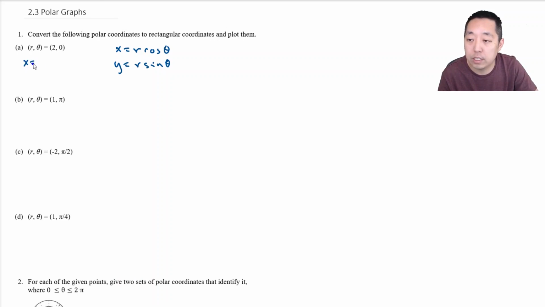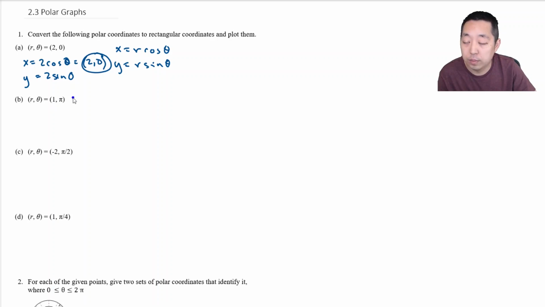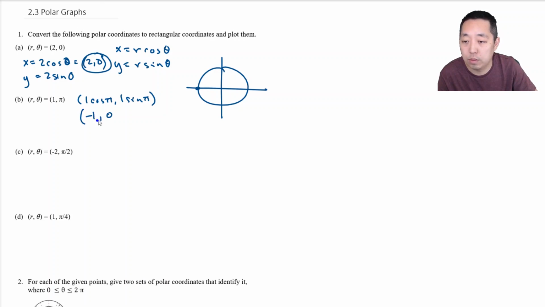So here, x is equal to 2 cosine 0, y is 2 sine 0. So our point is 2, 0. It's still also 2, 0. This one is going to be 1 cosine pi and 1 sine pi. You can think of it as just drawing your unit circle if you want. It's radius 1 and we're at pi. So cosine of pi is negative 1. It's going to be negative 1, 0, right?